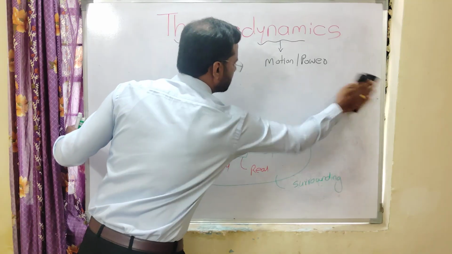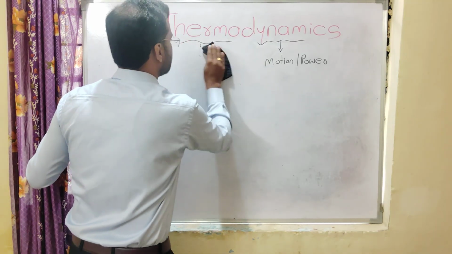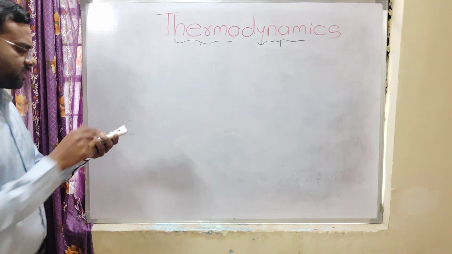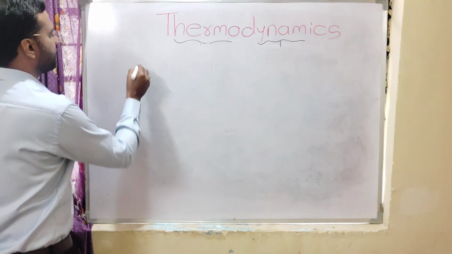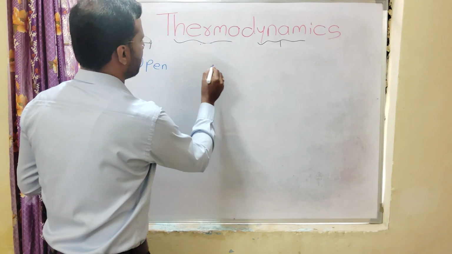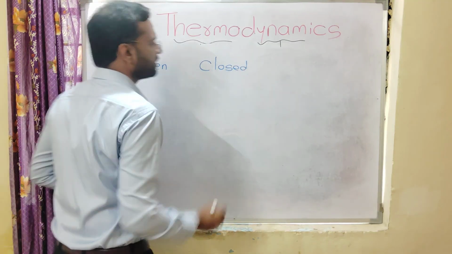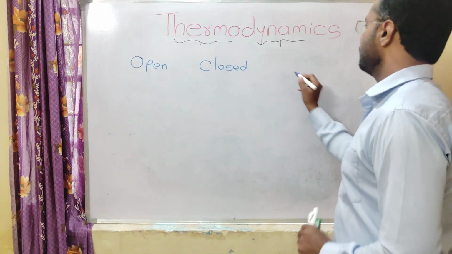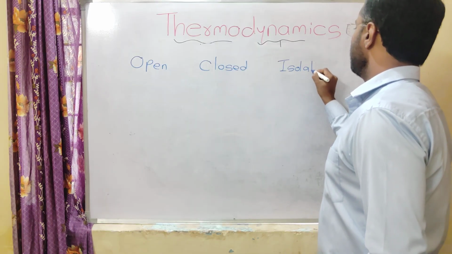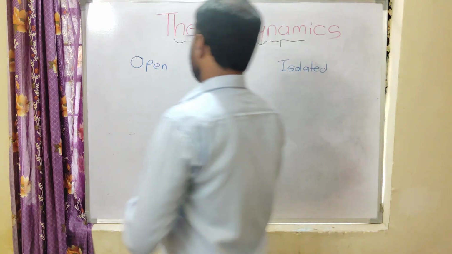Okay, so let's discuss the types of system. There are three types of system. We will discuss them one by one. One system is open system. Second system is closed system. And third system is isolated system.